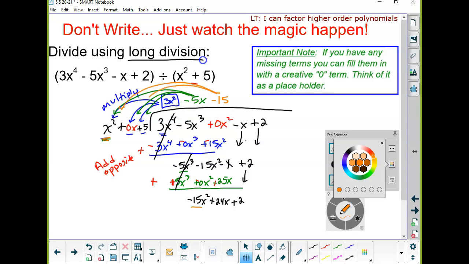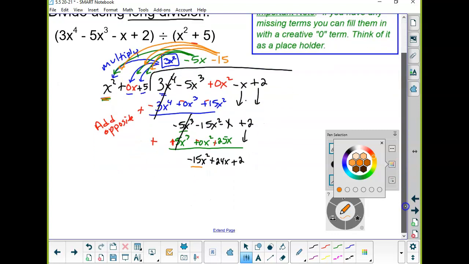And again, you can see how messy the arrows get. So hopefully, in the long run, you don't have to do all that. But it does help just organize items. So, negative 15 times x squared is a negative 15x squared. Negative 15 times 0x is a 0x. And negative 15 times 5 is negative 75.